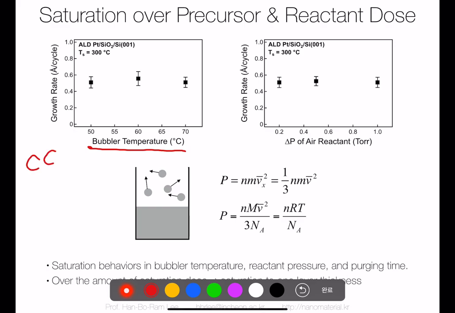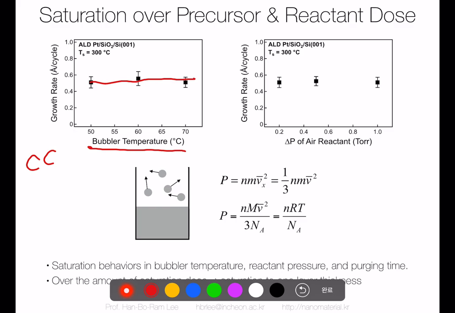So, the Clausius-Clapeyron equation: you can take a look at chapter one, and then the bubbler temperature. As it increases, the number of vaporized precursor molecules increases, but the growth rate is the same because the number of adsorption sites is limited.